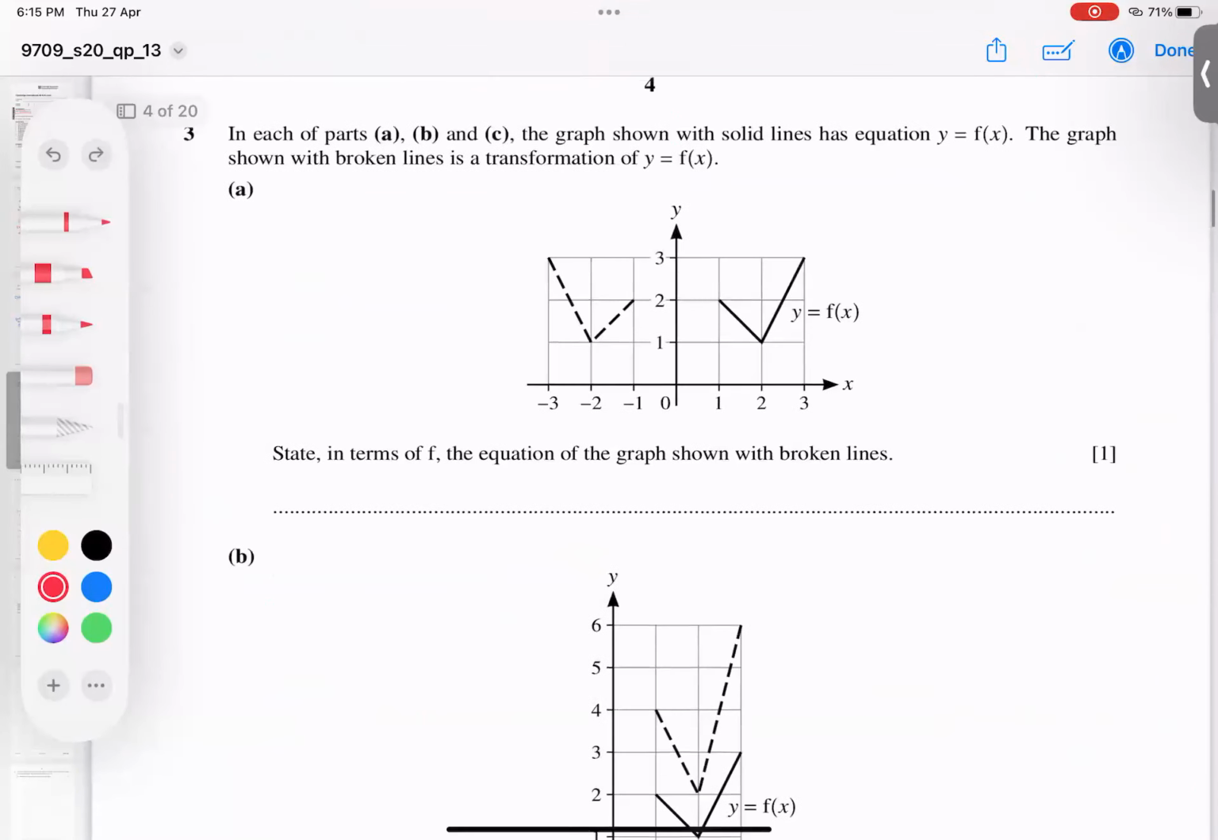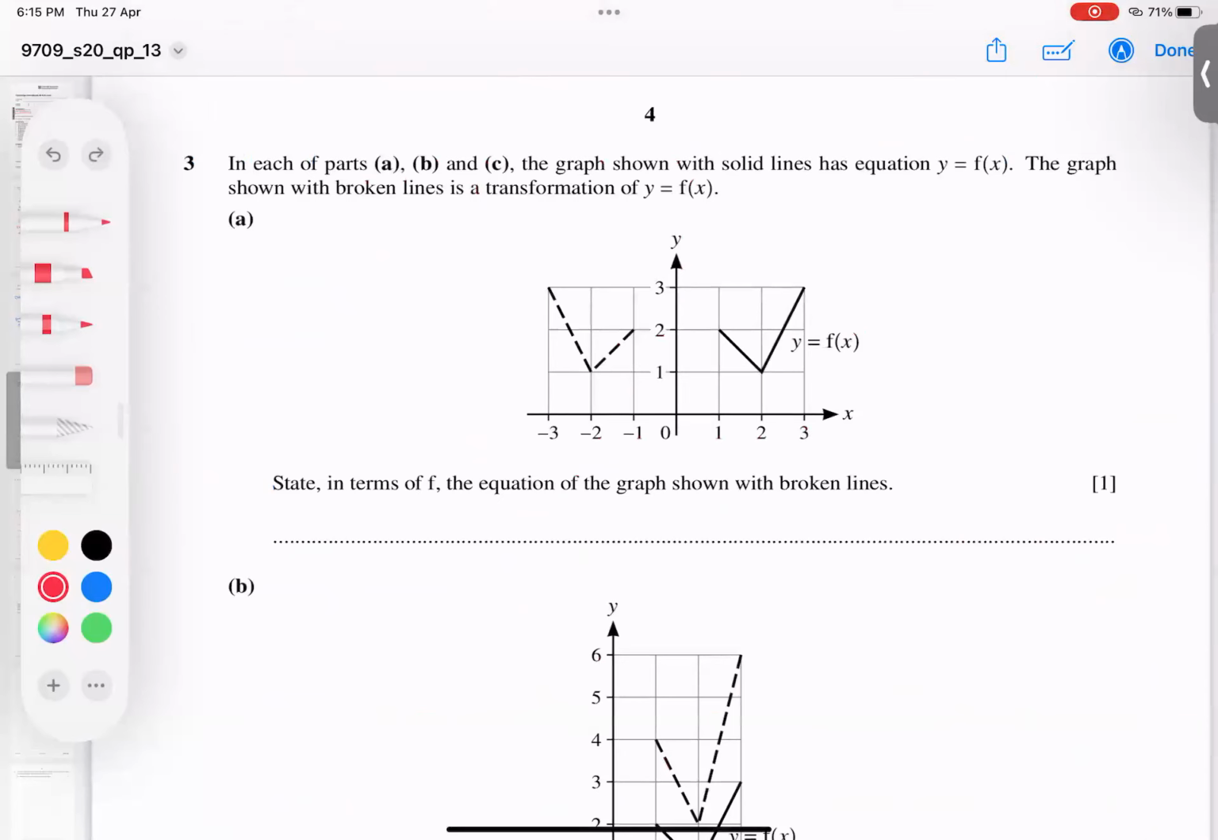Question number 3. In this question, what has been given? Let me read the question. The graph shown as a solid line is fixed, okay. And the graph shown as a broken line is transformed. It means this is the object and this is the image. Make sure: the solid line is the object and the dotted line is the image.